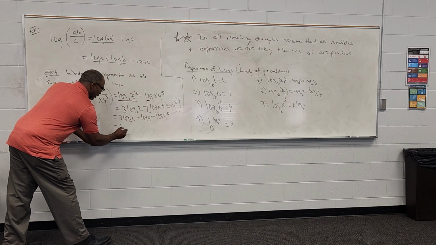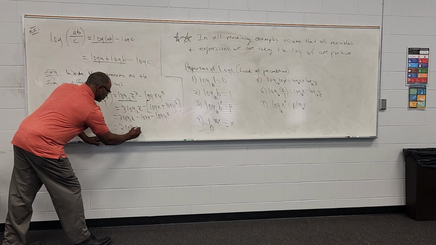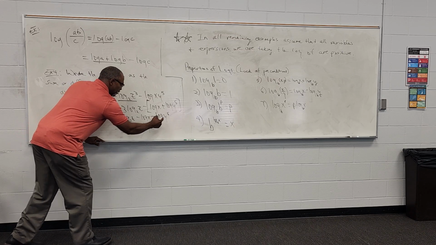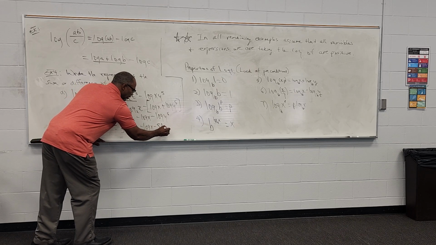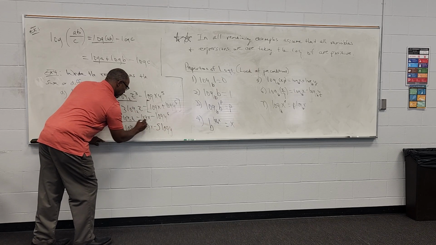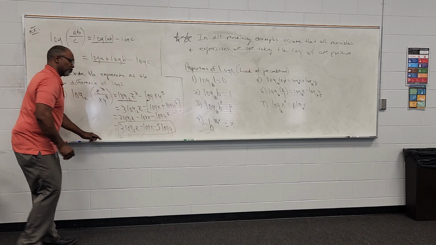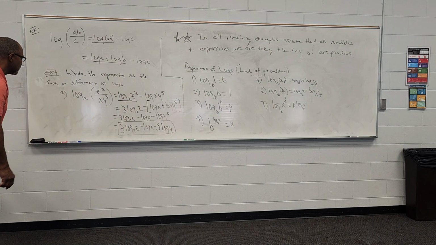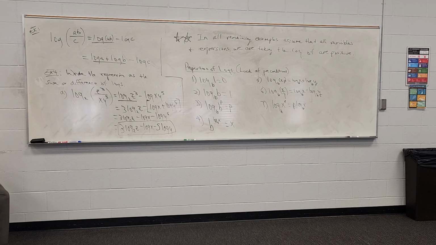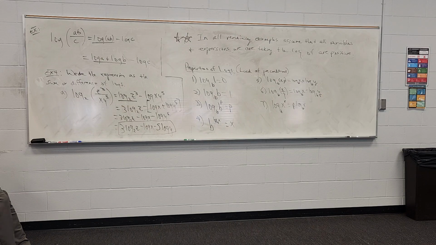The last thing that I'll do, these don't change, but now I can use my power rule because that's an exponent. So that 5 will come down in front. And that'll be my final answer. So this is an example of starting with 1 log and writing it as the sum or difference of those 3 log terms. Okay? I started off with 1 log, and I wind up with those 3 log terms, sums and differences of those terms. Okay?